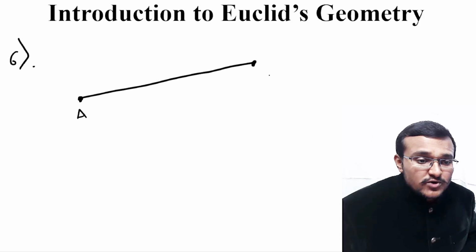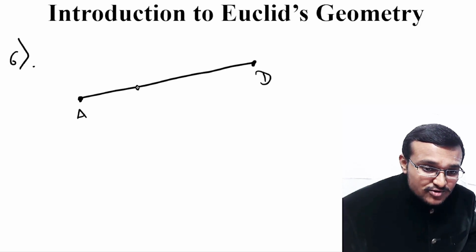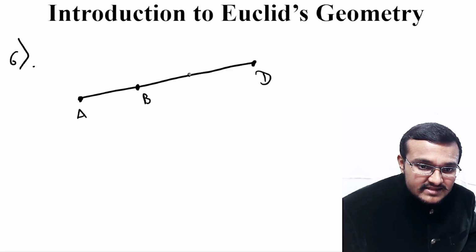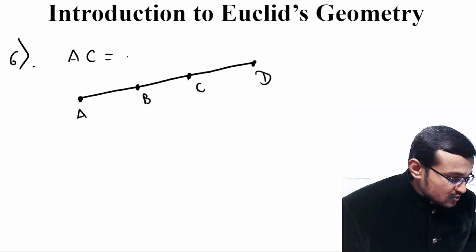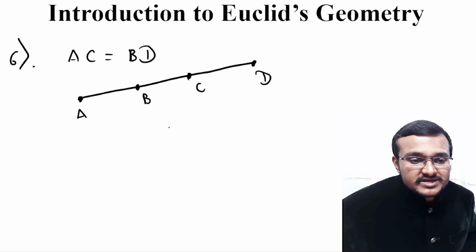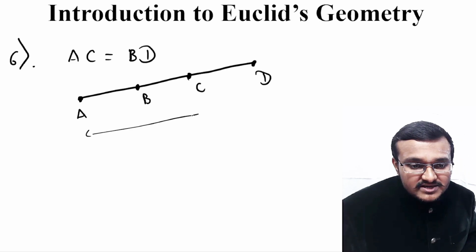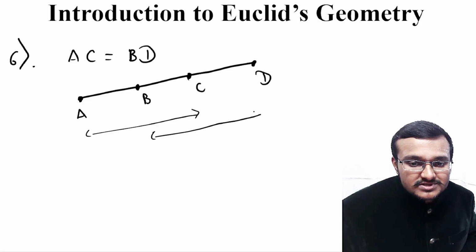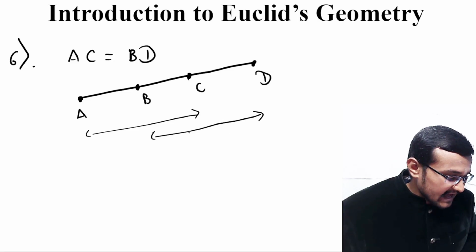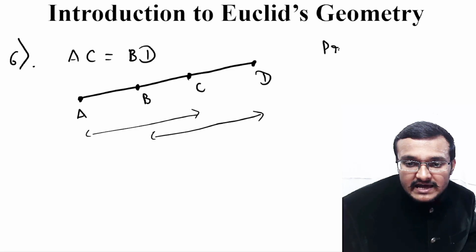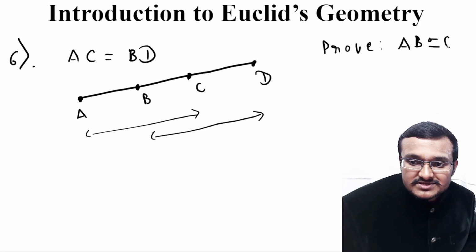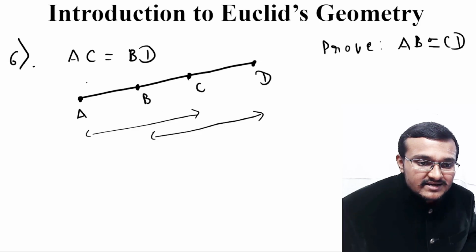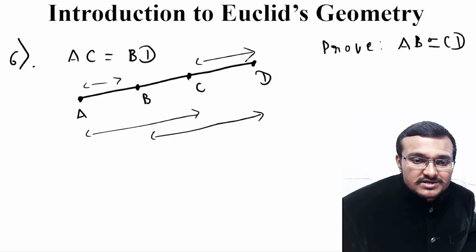Coming to the sixth question, here you have one particular line segment which starts from A and ends at D. In between you have two points, one is B and the other is C. In this question they are telling that AC is equal to BD. Now we have to prove that AB is equal to CD.